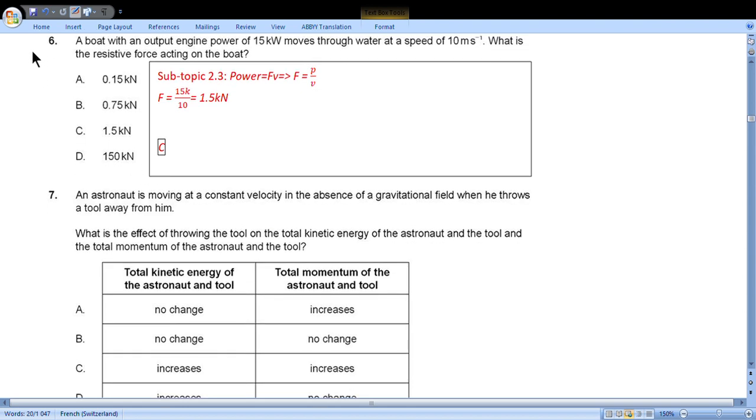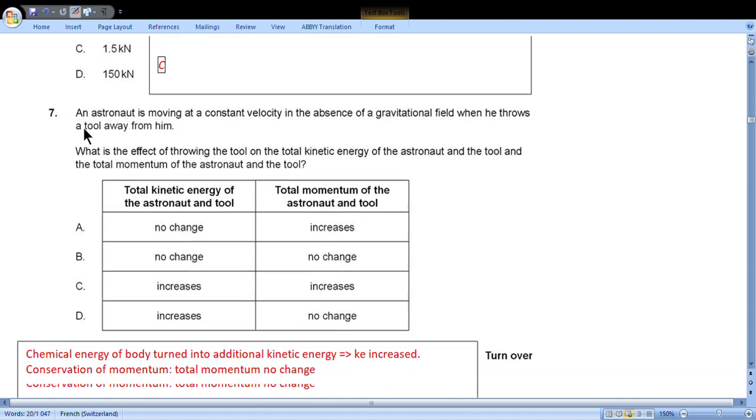Question 6. A boat with an output engine power of 15 kilowatt moves through water at a speed of 10 meters per second. What is the resistive force acting on the boat? The resistive force will be equal to the force of the engine, and subtopic 2.3: power equals F v, F equals P over v. Power 15 kilowatt divided by 10 gives us 1.5 kilonewton, so it is C.